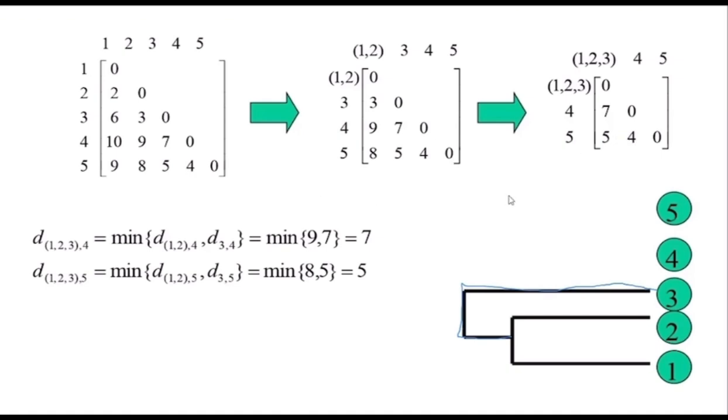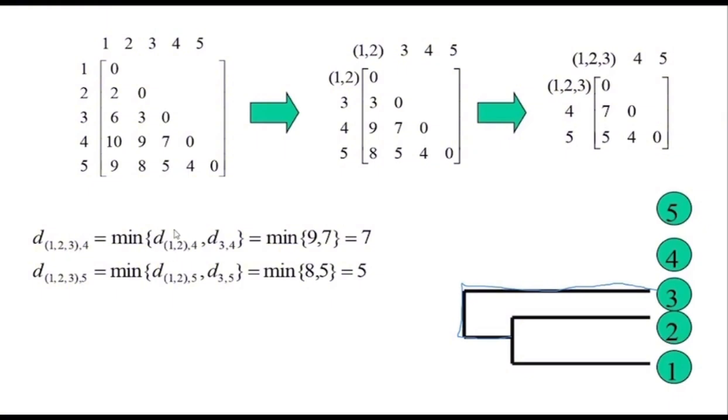Okay, so we can look at the distance now. 1, 2, 3. Okay, and 1, 2, 3, and 4. The 1, 2, 3, and 5. Okay, how do I get 7? How do I get 1, 2, 3, and 4? Okay, you're going to consider that. So 1, 2, 3, and 4 will mean consider 1, 2 against 4, and then 3 against 4.